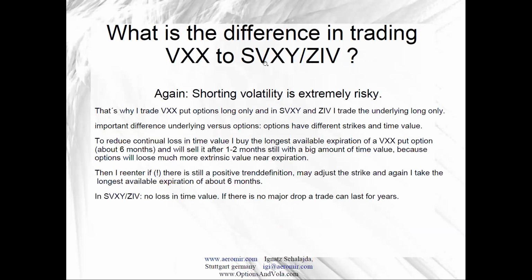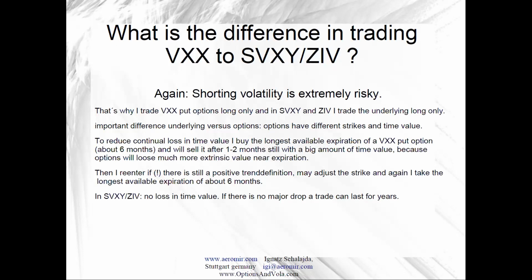And what is the difference in trading VXX to SVXY or TIF? Again, shorting volatility is extremely risky. That's why I trade VXX put options, long only, and in SVXY and TIF, I trade the underlying, long only. And of course, an important difference is underlying versus options. Options have different strikes and time value.